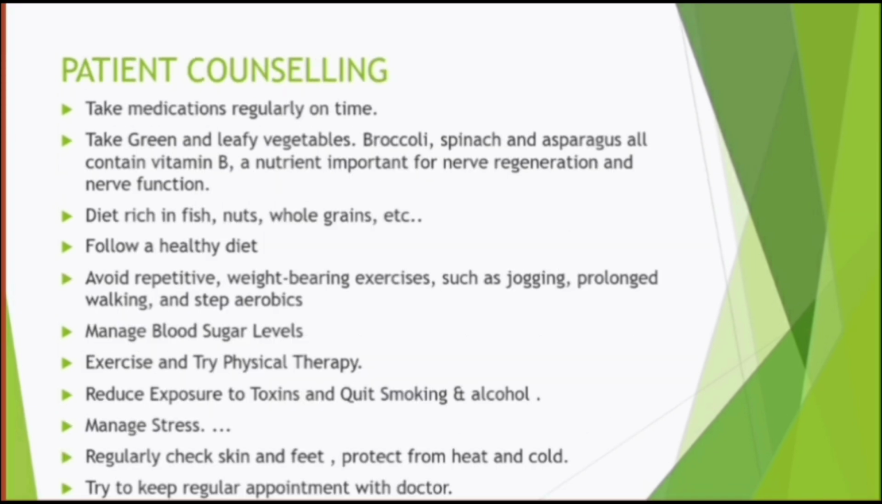Patient counseling: take medications regularly on time. Take green and leafy vegetables, broccoli, spinach and asparagus. All contain vitamin B, a nutrient important for nerve regeneration and nerve functions. Diet rich in fish, nuts and whole grains, etc. Avoid repetitive weight-bearing exercises such as jogging, prolonged walking and step aerobics. Manage blood sugar levels. Follow a healthy diet. Exercise and try physical therapy.